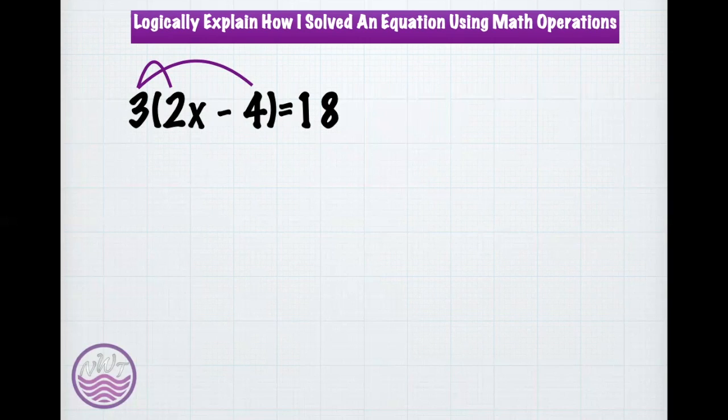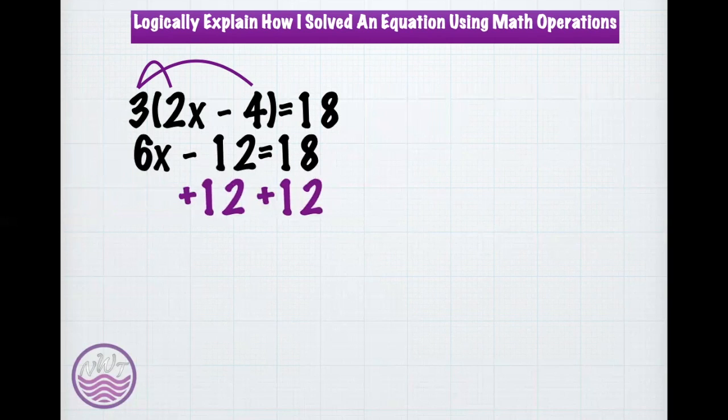Please do not forget to do it to both. That is also a common problem that we see, that students forget to do 3 times negative 4 as well as 3 times 2x. So doing that, I would get 6x minus 12 equals 18.